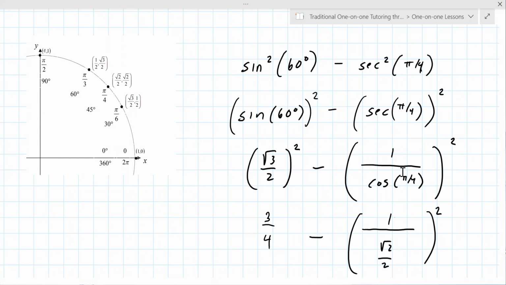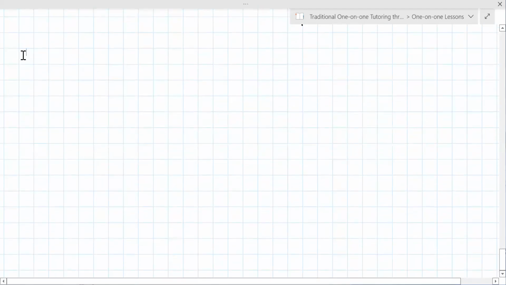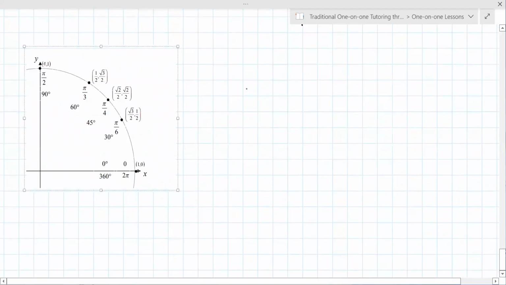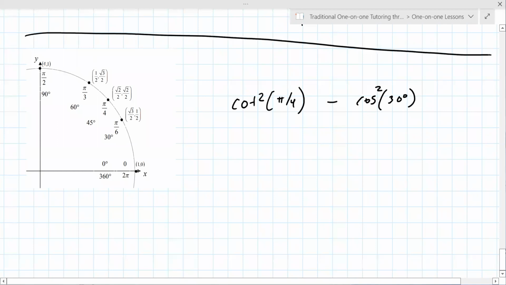Okay, so let's have you try one here. I don't mean to make these so difficult. It's just to get you to practice. So let's go cotangent squared pi over 4 minus cosine squared 30 degrees. Okay, so try working through that. If you have any questions along the way, let me know.